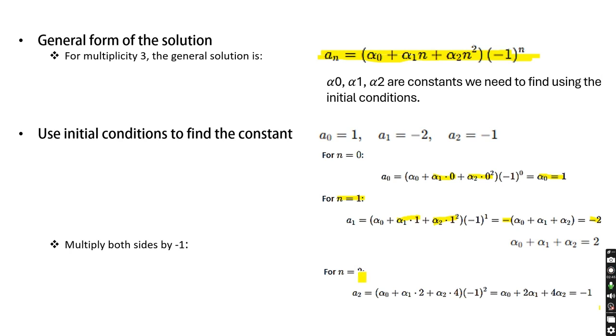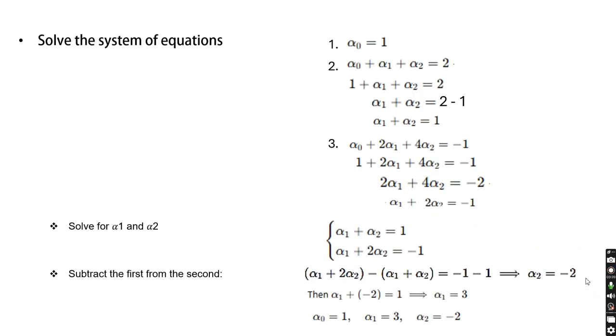So, for n is equal to 2, we have a2 is equal to a0 plus a1, and then our n now is equal to 2. And then a2 times 4, because 2 raised to the power of 2 is 4. And then times negative 1 raised to the power of 2. We have a0 plus 2a1 plus 4a2 is equal to negative 1. So, we will solve the system of equations.